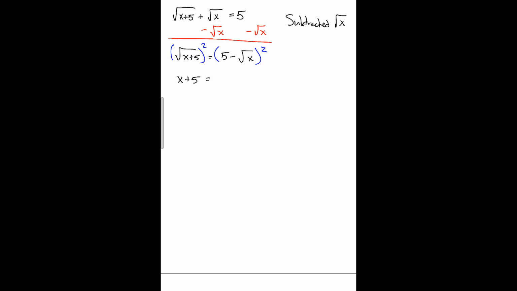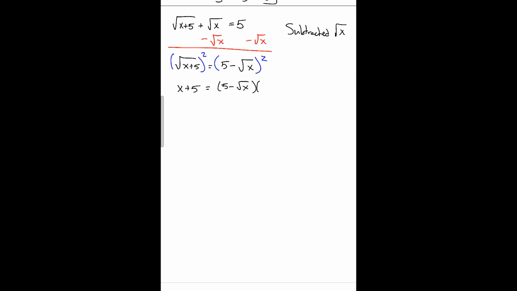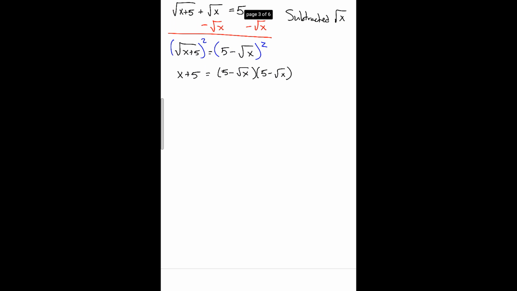But there's a couple of shortcuts you can use, but I do not recommend shortcuts when you're FOILing with radicals and square roots. What I would recommend, write it out in the two parentheses and actually draw out the FOILing method. So here we have 5 minus the square root of x times 5 minus the square root of x.